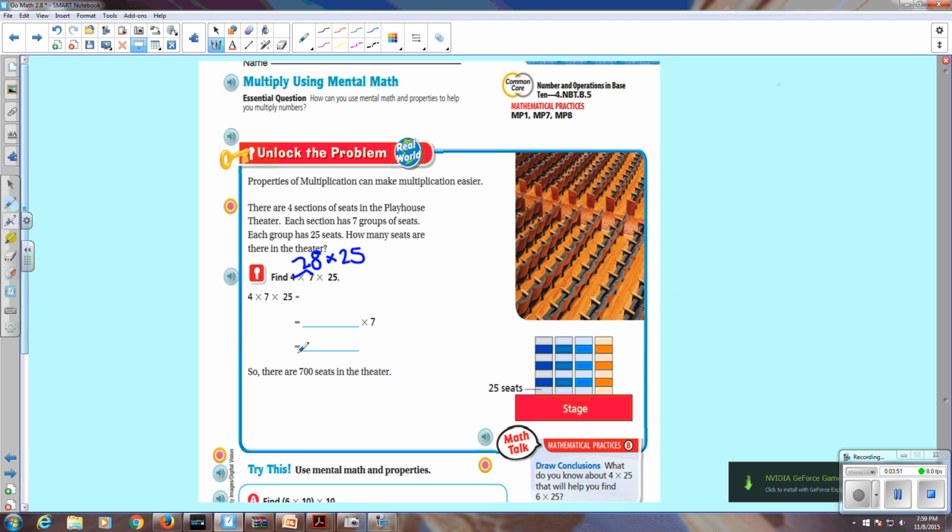And the whole purpose of this lesson is not to use a pen and paper. So let's think about it. This is kind of tough to solve.